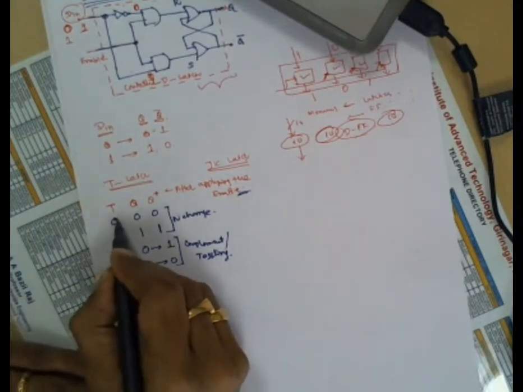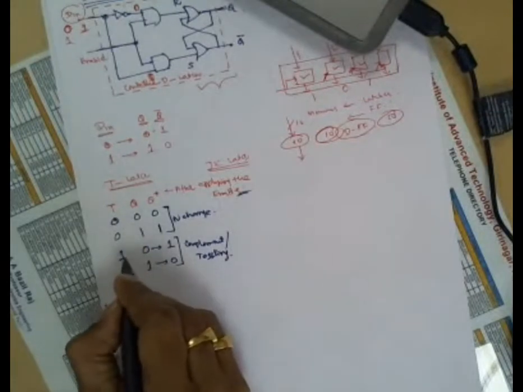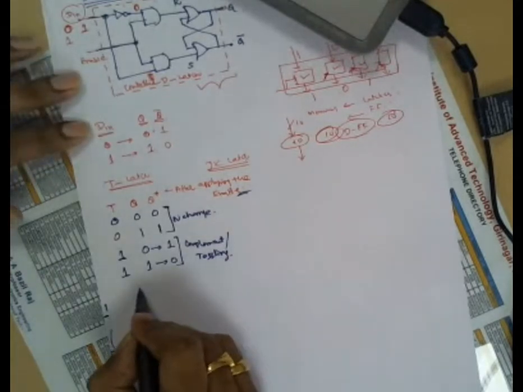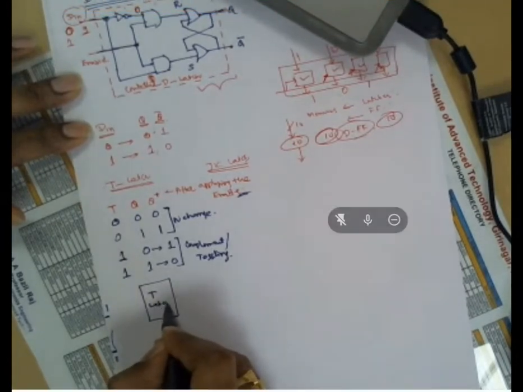As long as T is 0, there is no change, which means Q is Q plus. You apply the clock, nothing will change, even if you apply the enable. But whereas T is 1, you can complement the output. So T is in our control, enable also in our control. You decide what you want at the output, accordingly choose your T and then apply your enable. Understand? So this is nothing but our T latch: T input and then enable, then here Q, here Q bar.